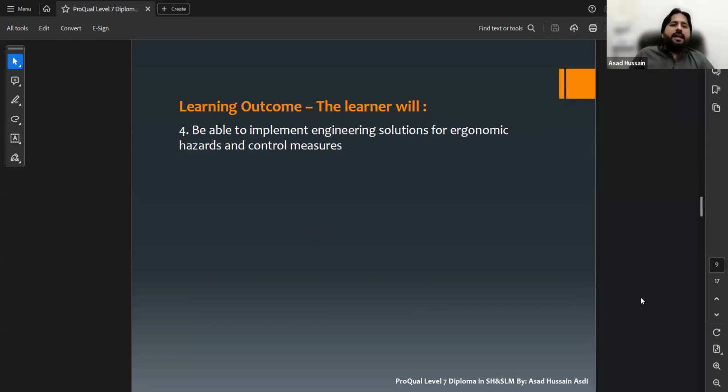Now, moving to the next learning outcome, it is about being able to implement engineering solutions for ergonomic hazards and control measure. This learning outcome will be all about ergonomics. Before moving forward to the assessment criteria of this learning outcome, I want to discuss with you the ergonomic hazards. Basically, what is ergonomics itself?